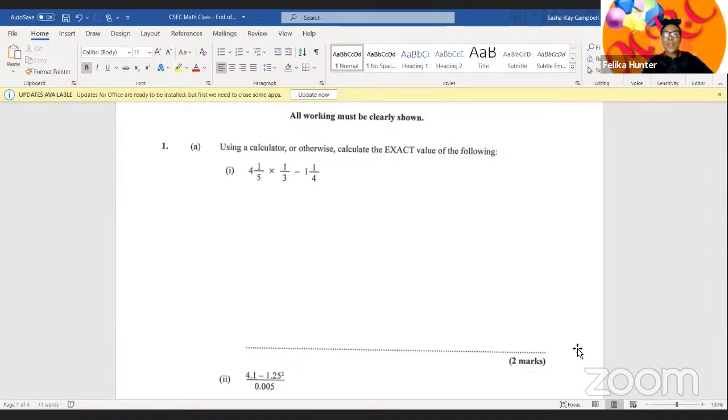So this question says, using a calculator or otherwise calculate the exact value of the following. And the question is 4 1/5 times 1/3 minus 1 1/4.